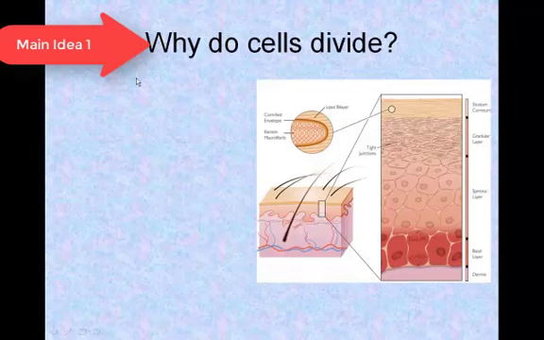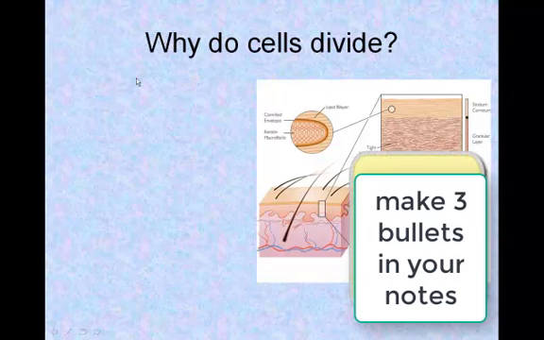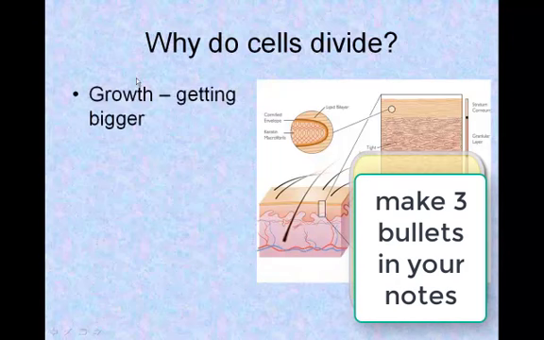So why do cells divide? Well, there's three main reasons. And if you look on your note sheet, there's actually 3 bullets there. So you're going to want to use the 3 bullets for the 3 reasons I'm giving you.